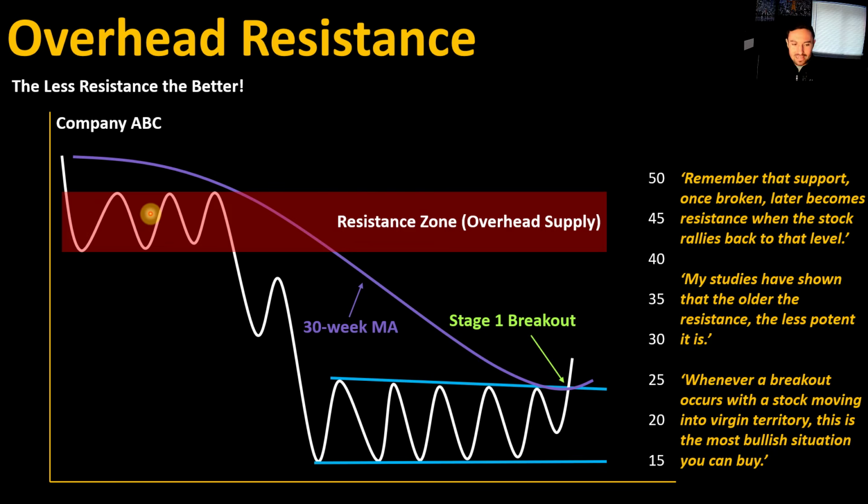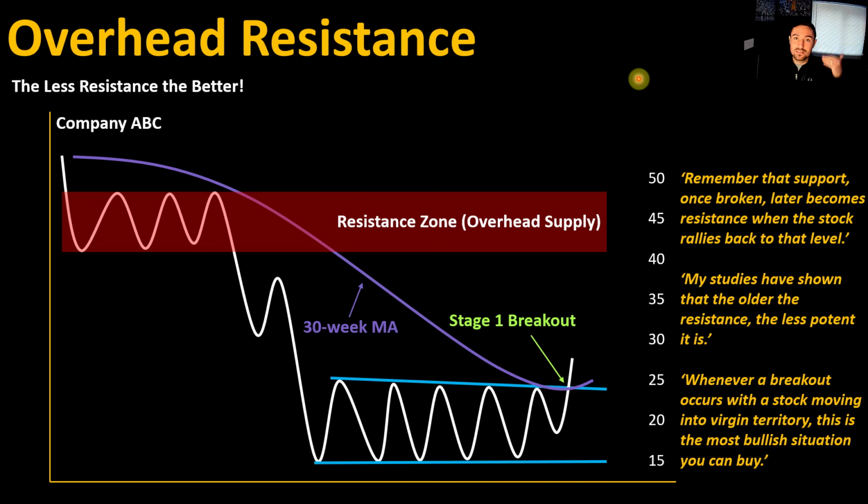Well, let's go through our stage analysis here. Let's say that there is a stage 3 top here, and then we go into a stage 4 decline, then into a stage 1 base. So if you had a stage 1 base that had this overhead resistance up here between 40 and 50, but you also had another stage 1 base breakout from the same level of about $25, but the resistance zone, the overhead supply, was not until, say, $70, $80, then that would be a better one.